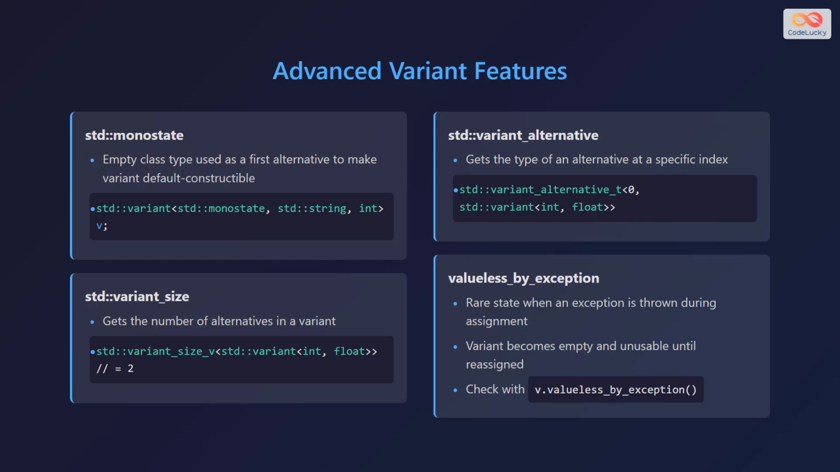There is also std::variant_alternative_t. It gets the type of an alternative at a specific index. For example, std::variant_alternative_t<0, std::variant<int, float, double>> gives you the int type. Finally, we have valueless_by_exception. This is a rare state when an exception is thrown during assignment. The variant becomes empty and unusable until reassigned. You can check this state with v.valueless_by_exception().